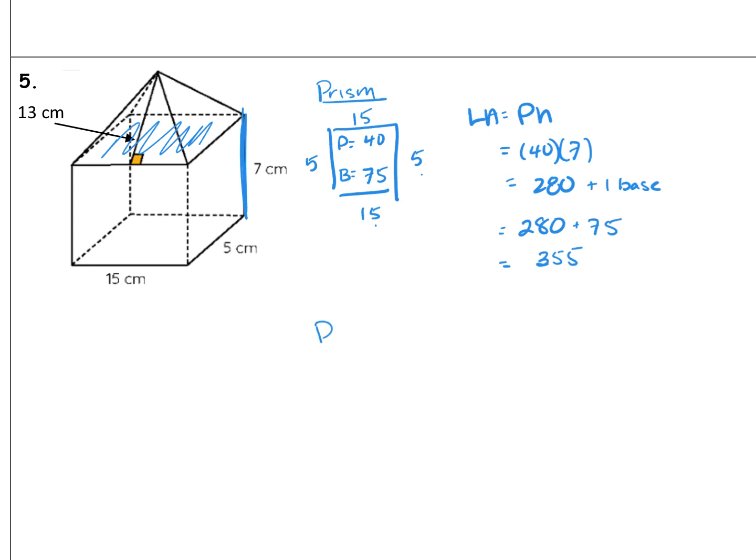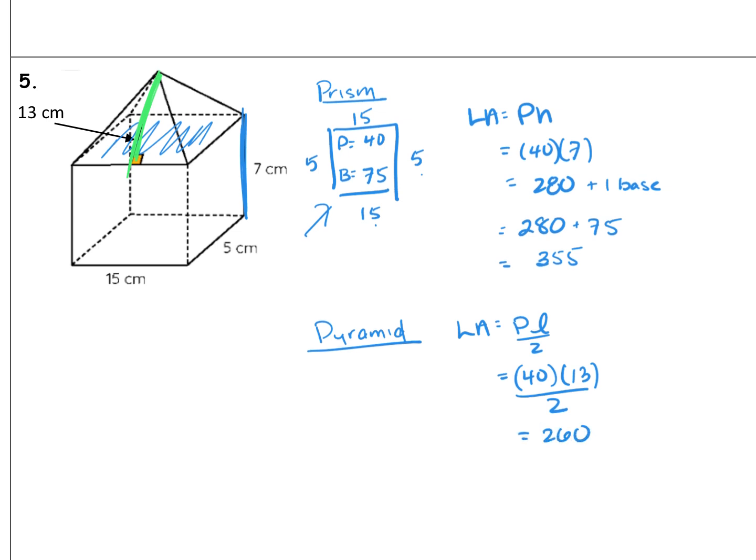Now let's look at the pyramid. Now the base of the pyramid and the base of the prism are the same. So I don't have to do the groundwork this time. We've already got it. We did it right here. So lateral area of the pyramid is going to be perimeter times slant height divided by 2. So we're going to have the 40. It gives us the slant height. So the slant height here is going to be this 13 that it gave us. So times 13 and then divide by 2. So 40 times 13 divided by 2 is 260.